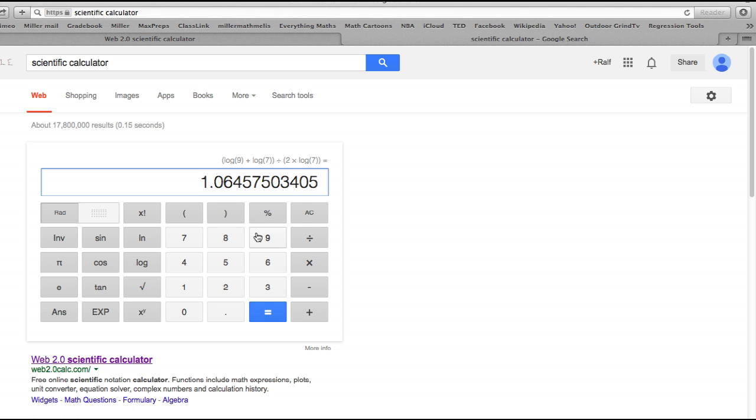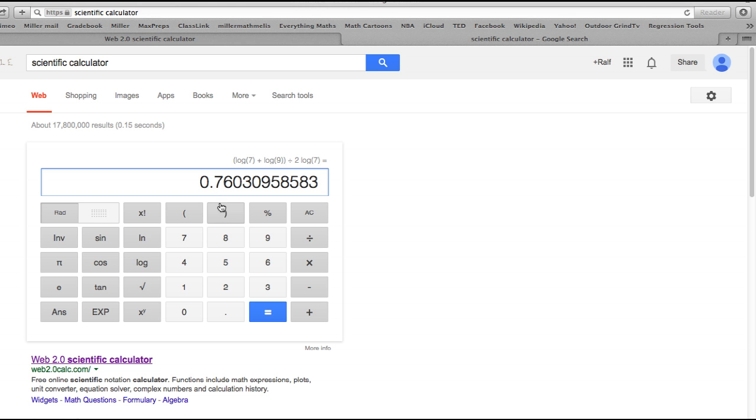The parentheses in the top are easy to see. Most of you guys will be fine with that. So keep in mind it's supposed to be 1.06. So if you do log 7 plus log 9, close the double parentheses, and then divide by 2 times the log of 7, and if you hit enter now, you will see you get a much different answer.